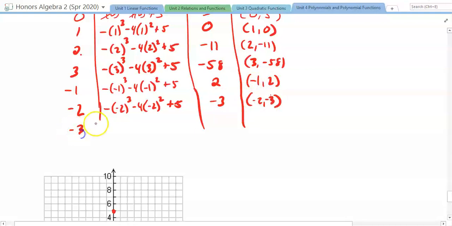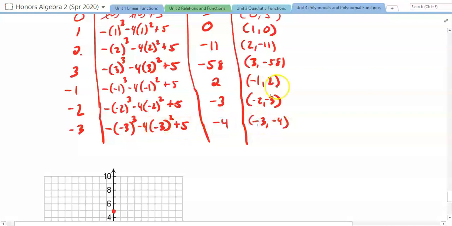Let's go to negative 3 and see what happens. So the opposite of negative 3 cubed minus 4 times the negative 3 squared plus the 5. So this is going to be a negative 27, goes positive. This is a positive 9 times the negative 4. So this is a positive 27 minus 36. That is negative 9. And negative 9 plus 5 is negative 4. And so we see there's some slowing here, right? So let's go to negative 4 and see what happens.